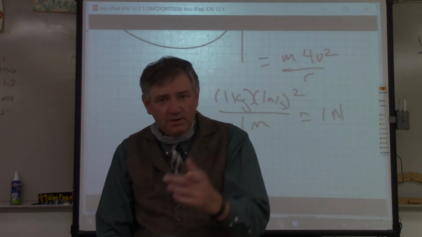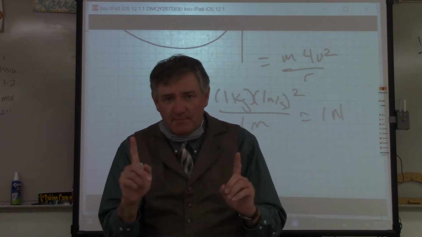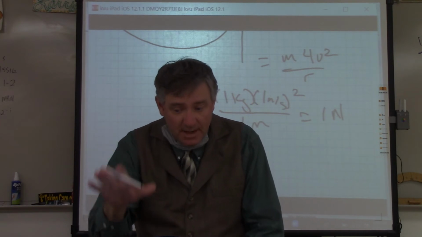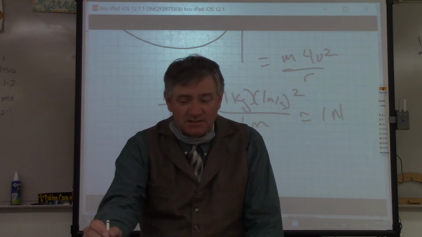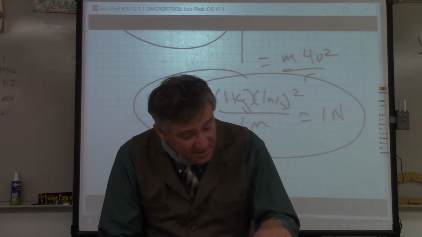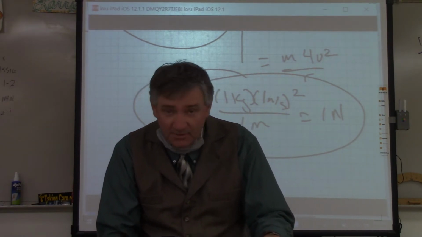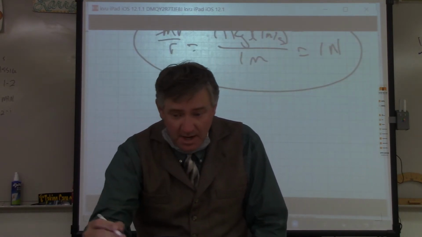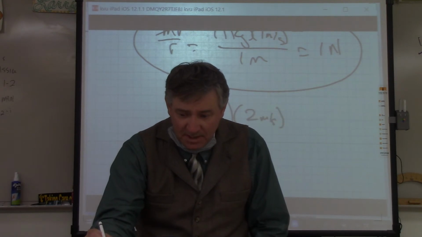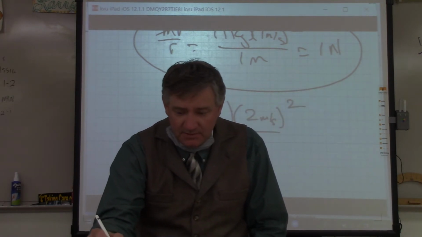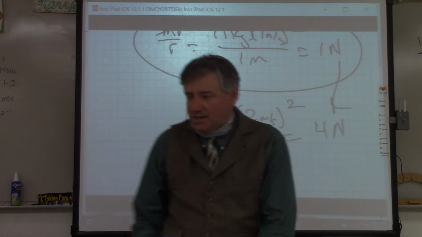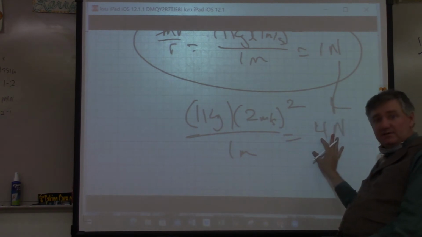So it would take 1 Newton of force to make a 1 kilogram mass move in a circle with a 1 meter radius, moving at 1 meter per second. This is my initial set of conditions. Now we're going to change it, so we're going to double the velocity. My new calculation is going to be 1 kilogram times 2 meters per second, but that gets squared, and I'm still dividing by 1 meter. If you do the math here, you get 4 newtons. And again, you'll notice that this goes up by a factor of 4.